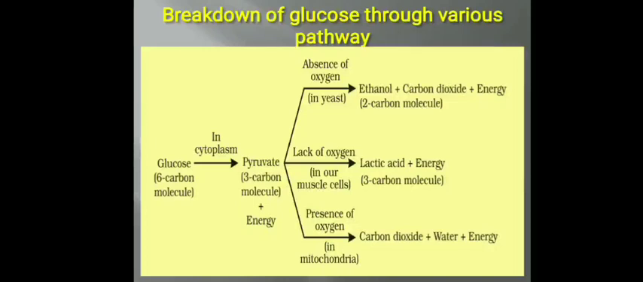So 3 conditions can be seen over here. One is absence of oxygen, that is in yeast. One is lack of oxygen in our muscle cells, and last is the presence of oxygen, that is in mitochondria. My dear students, in the last case it is totally aerobic respiration, but in the upper 2 cases it is anaerobic. I think this concept is clear for you.